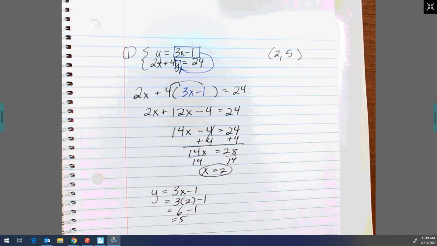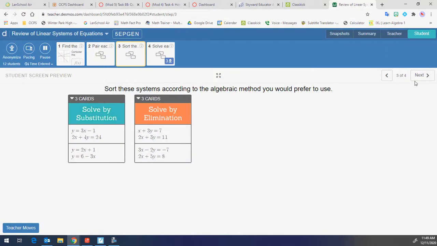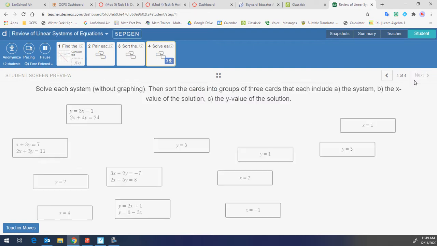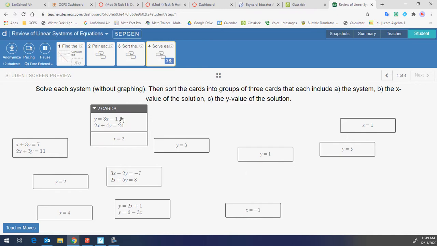Now, when you're back in Desmos, on the next screen, you're going to match the y equals 3x minus 1 with x equals 2 and y equals 5. And that's going to be your first one.